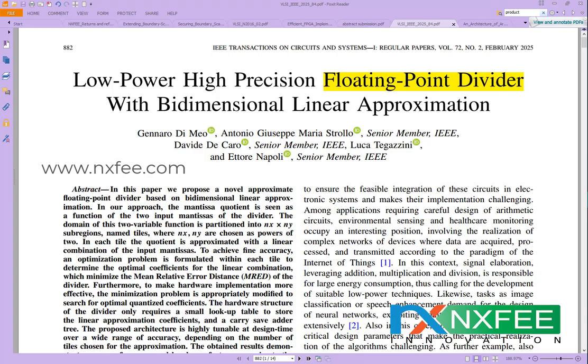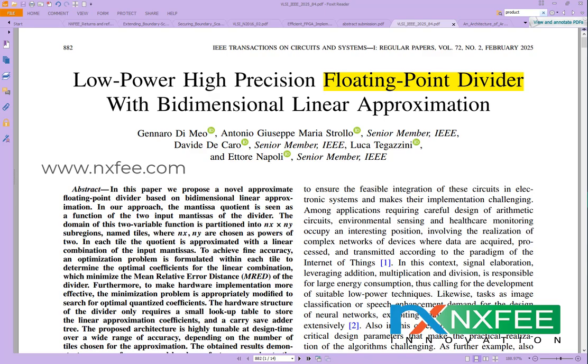Here we are discussing a project: low power high precision floating point divider with a bidirectional linear approximation. Floating point division is a critical operation in many applications such as image processing, signal processing, scientific computing and neural network accelerators, where accuracy and speed are essential but hardware resources and power consumption become a major concern. The conventional floating point divider achieves high precision but suffers from large area, high delay and increased power usage, making them less suitable for recent applications.